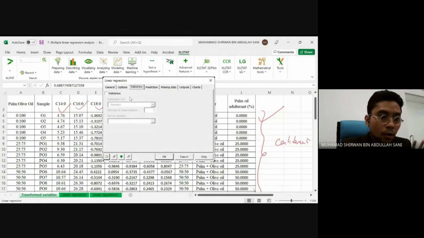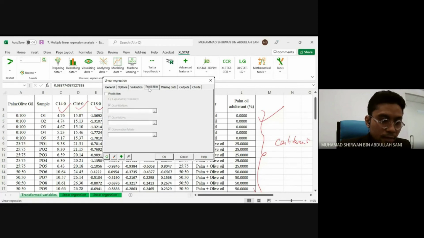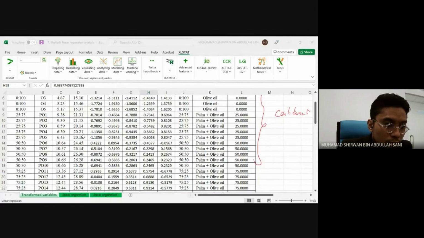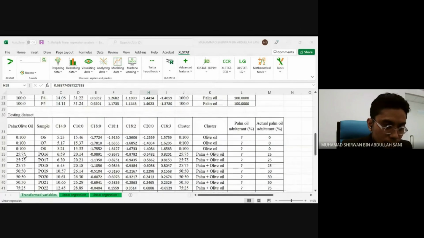Now open up the prediction tab, and then you tick prediction box. And then on explanatory variables X, quantitative, you have to tick the quantitative box. Okay, tick there. Go to the testing data set.